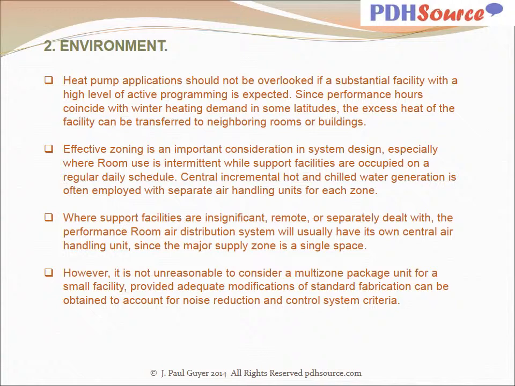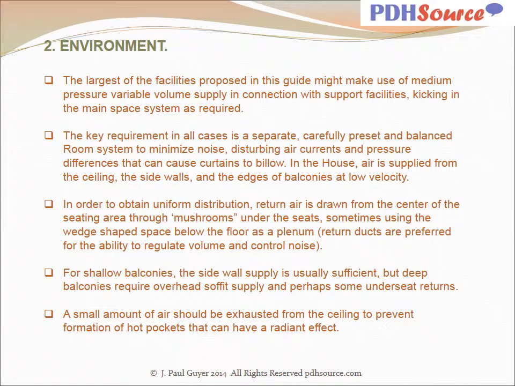However, it is not unreasonable to consider a multi-zone package unit for a small facility, provided adequate modifications of standard fabrication can be obtained to account for noise reduction and control system criteria. The largest of the facilities proposed might make use of medium pressure variable volume supply in connection with support facilities, kicking in the main space system as required. The key requirement in all cases is a separate, carefully preset and balanced room system to minimize noise, disturbing air currents, and pressure differences that can cause curtains to billow.